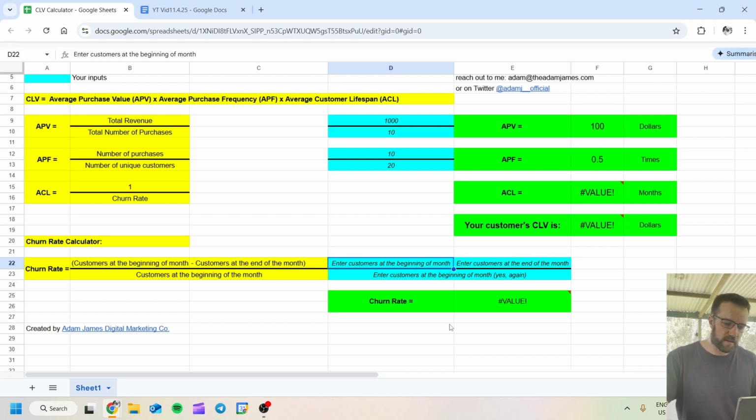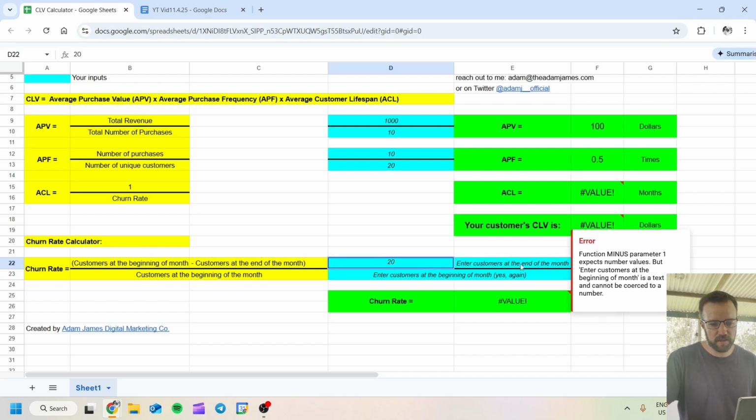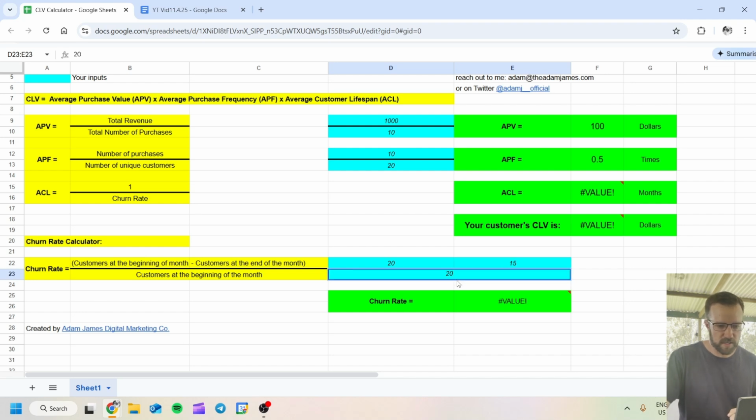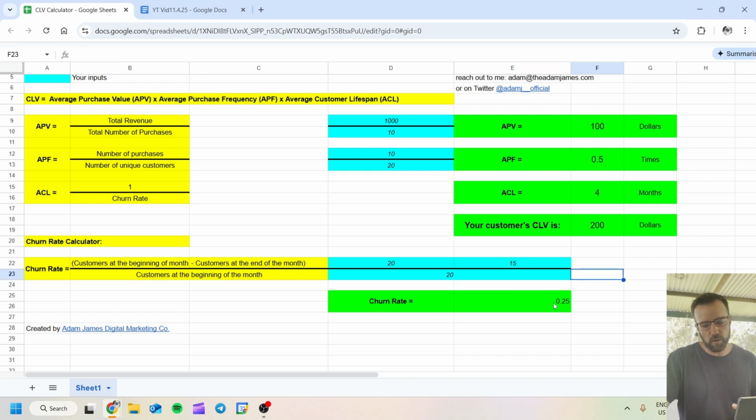Say, we'll go back to our 20 unique customers at the beginning of this period, and at the end of this period you only had 15. Then you divide by the 20. So this is your churn rate, 0.25 or 25%. So your customer's lifetime value is $200. If you're spending $100 on ads or on your marketing, you're probably not doing that well.